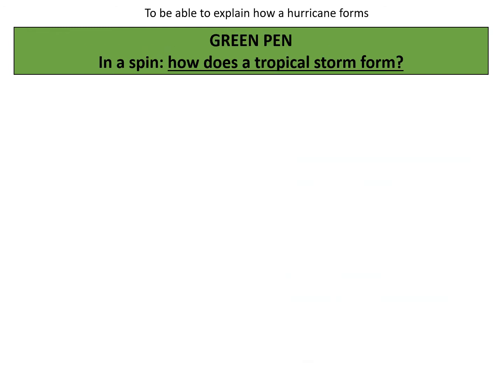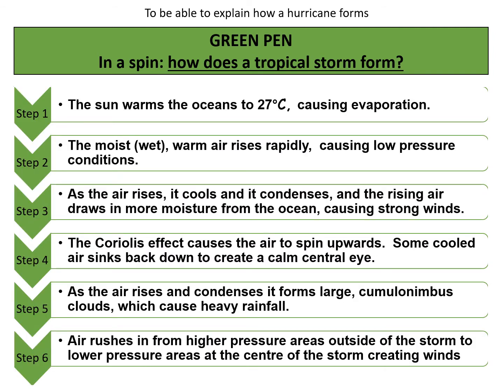Okay, so make sure now that we're green penning our answers to make sure they're in the correct order. So step 1, the sun warms the oceans to 27 degrees C or 26.5 degrees C, causing evaporation. Now, I would like you, every time I underline a keyword, make sure that you have defined it. This moist, warm air rises rapidly, causing low pressure conditions. So remember to remind me what low pressure means.